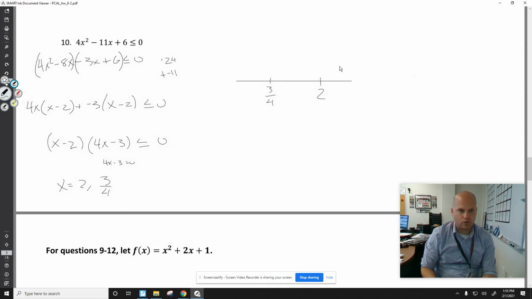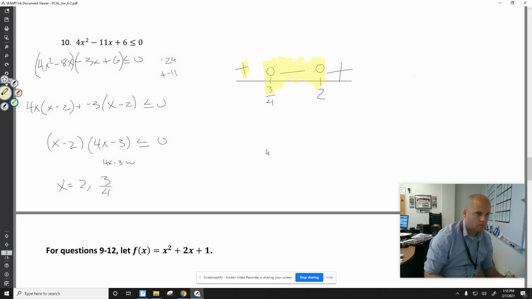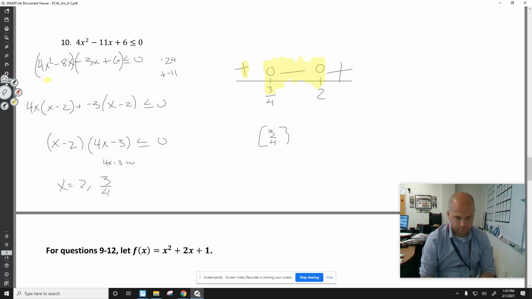Plug in something to the right of 2, like a positive 3. Positive times a positive, that's a positive. Pass through the 0 to negatives, pass through the 0 to positives, if you're thinking about the graph. Or just plug in values, test. When are we less than or equal to 0? We are equal to 0 here. We are less than 0 here. So we want that interval, from 3/4 to 2, including those values.